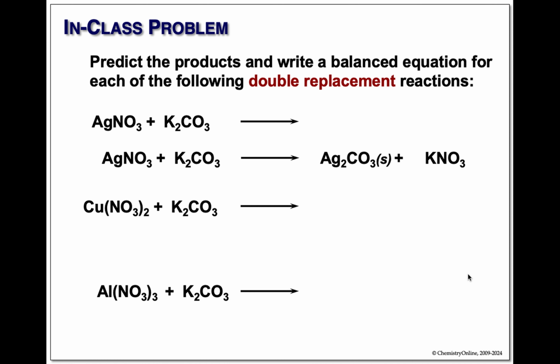Is that balanced? Certainly not. We have 2 silvers, we have 1 silver. Let's see, that gives us 2 nitrates. We only have 1 nitrate. Now I think we're good.